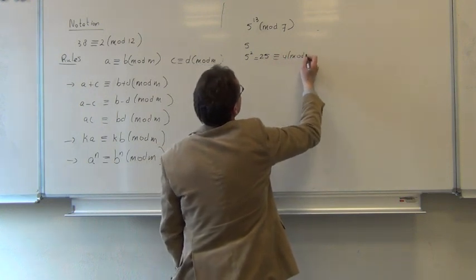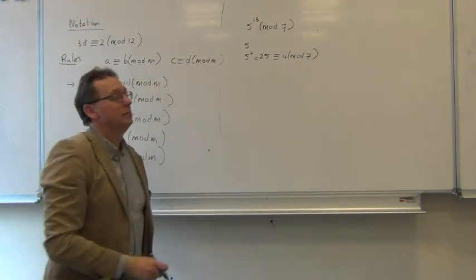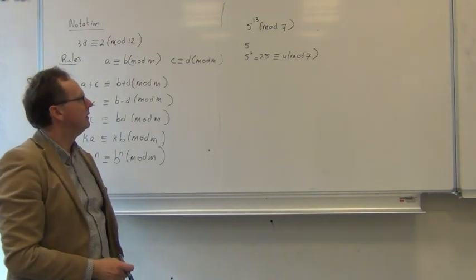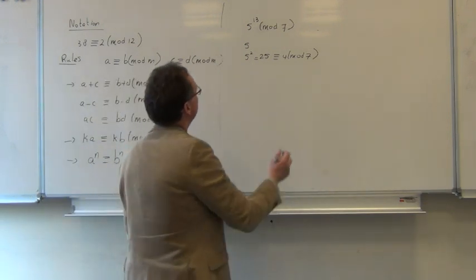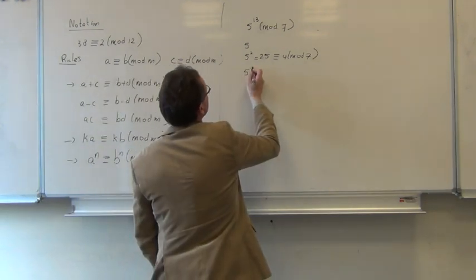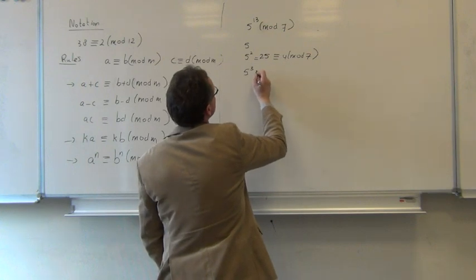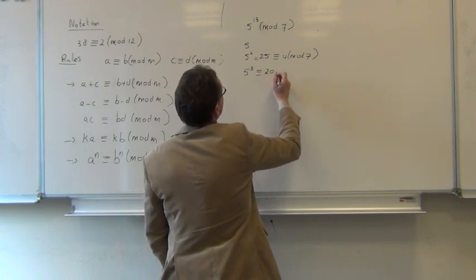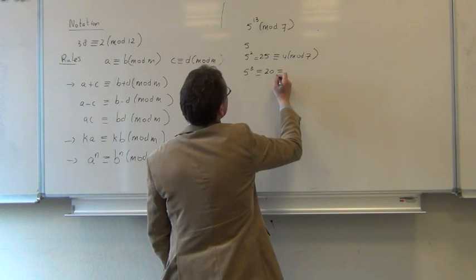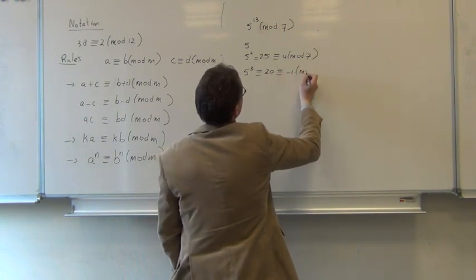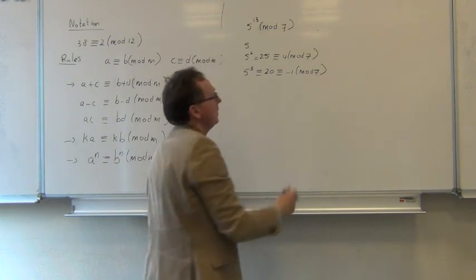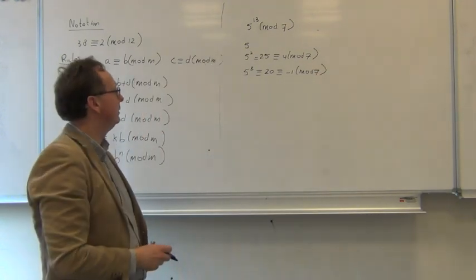Okay. Well, you can just simplify straight away because it's 21 plus 4. Let's multiply with 5 again. So then 5 to the power 3 will be 5 times 4, it's 20. And that's equal to minus 1 modulo 7, is it? And that helps quite a lot. It's no problem to have negative numbers.